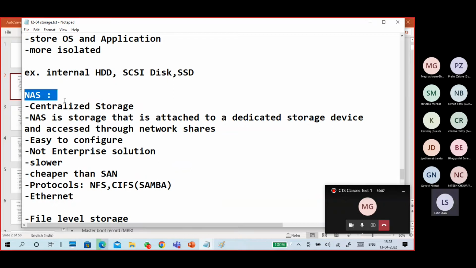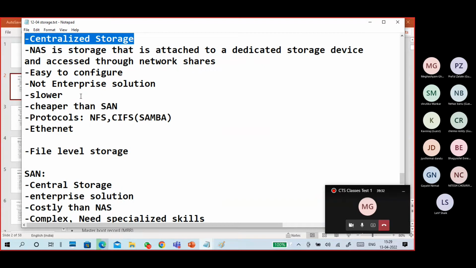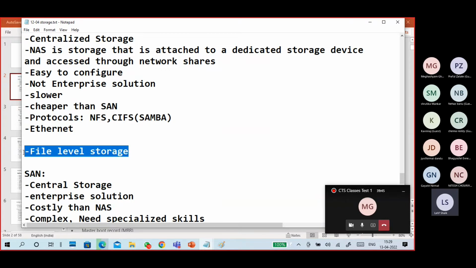Next, NAS is a centralized storage. We store the files in the form of network shares, and we access the data through the network shares only. It is easy to configure, not an enterprise solution. It has a slower response time or access time compared to SAN, and it is cheaper than SAN. We use different sharing protocols like NFS, Network File System, and CIFS, Common Internet File System, Samba services, SMB services. It is used through Ethernet only, a normal regular network. You can use it that way.